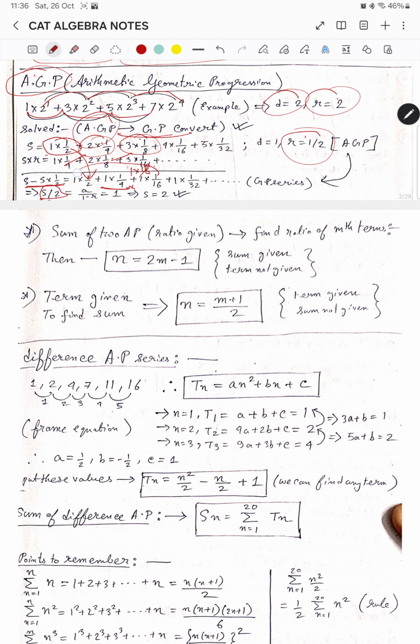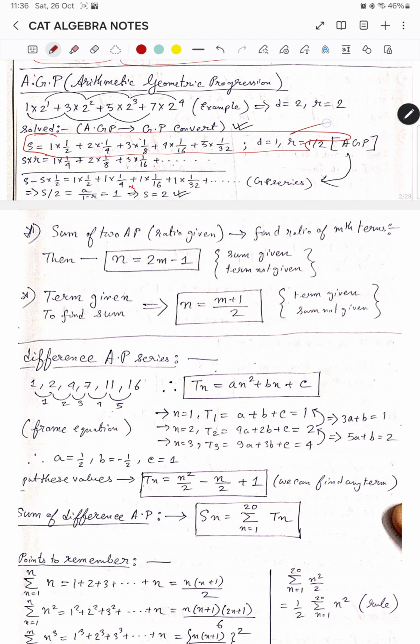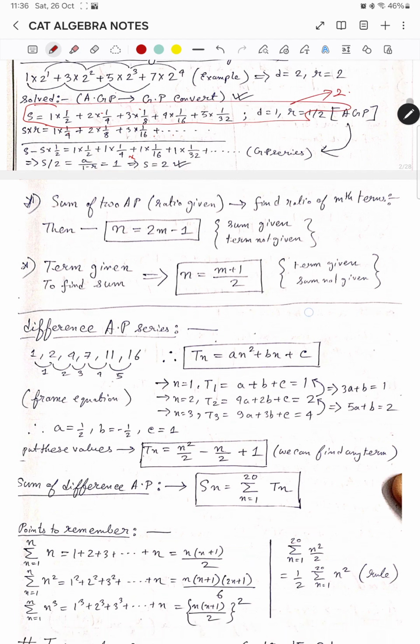So the sum of these terms will be a by 1 minus r, 1 into 1 by 2 divided by 1 minus 1 by 2. The sum of these n terms, a by 1 minus r, is 1, so S will be 2. So this initial first equation he gave, S equals 1 into 1 by 2 plus 2 into 1 by 4 and so on, almost tends to 2, S equals 2.